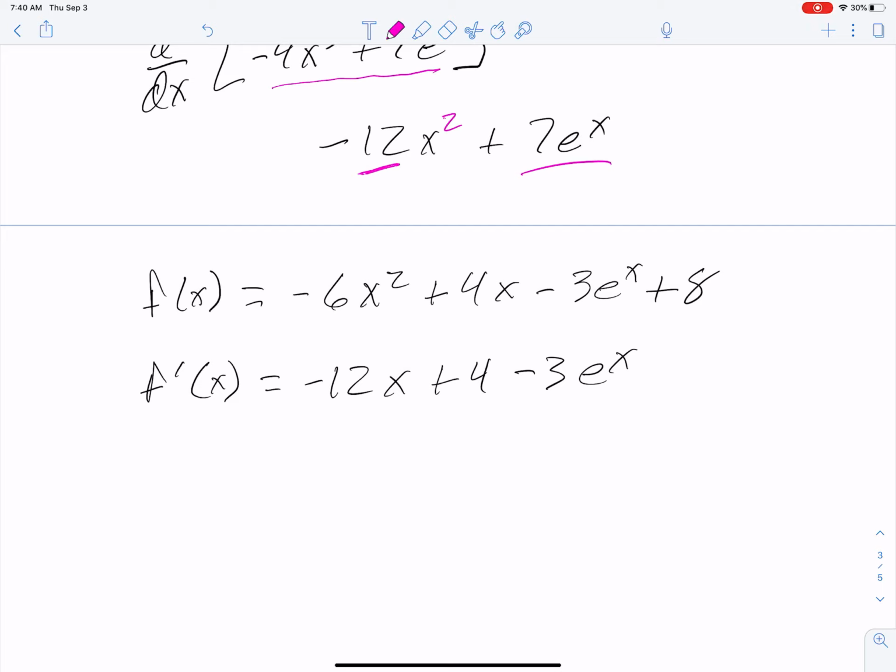Similarly, if I've got a function like negative 6x squared plus 4x minus 3e to the x plus 8, I use my power rule to find my derivatives. And then my derivative for negative 3e to the x is negative 3e to the x all over again. And then, of course, the derivative of anything without a variable is just 0.